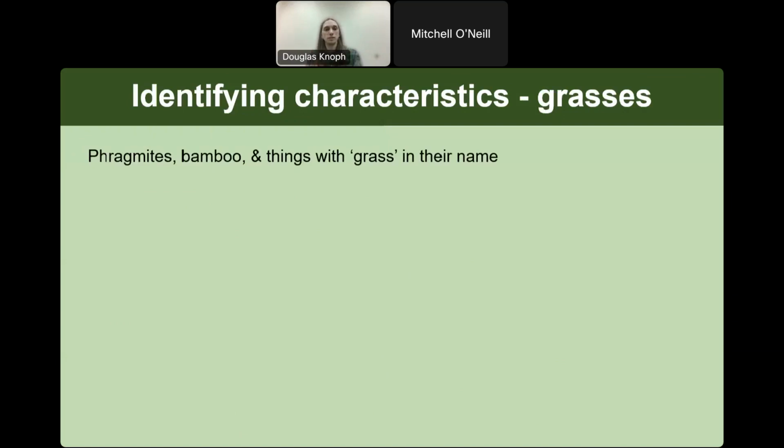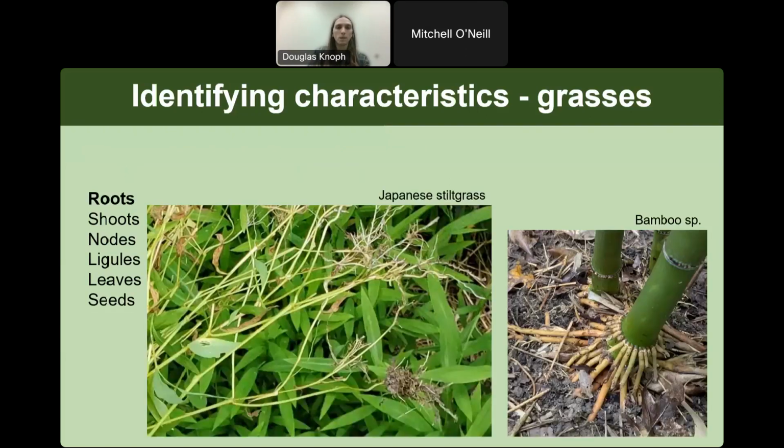So starting off with grasses, this is things like Phragmites and reeds, bamboo, and various species that have the word grass in their common name. So things like reed canary grass or silvergrass. And the features that we're going to be looking at are roots, shoots, nodes, ligules, leaves, and seeds. And we'll just go through, show a few pictures of what it might look like to properly document some of these identifying features. So starting off with roots, a few species where it might be useful to take pictures of the roots.